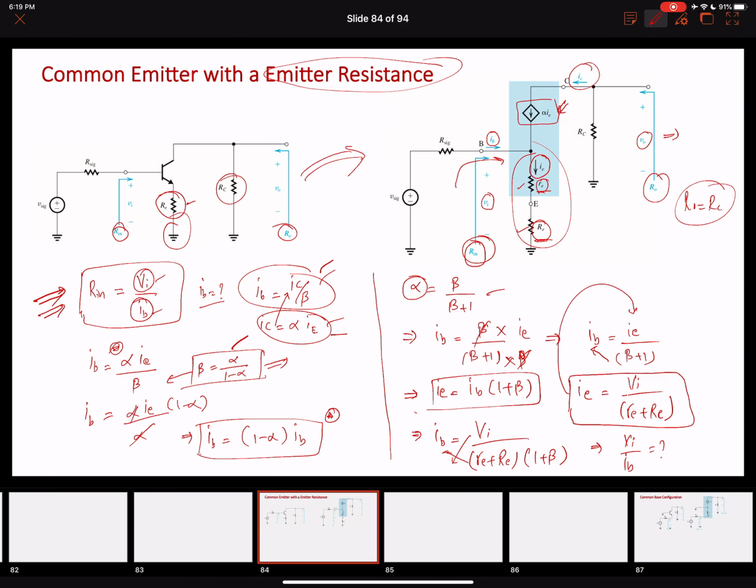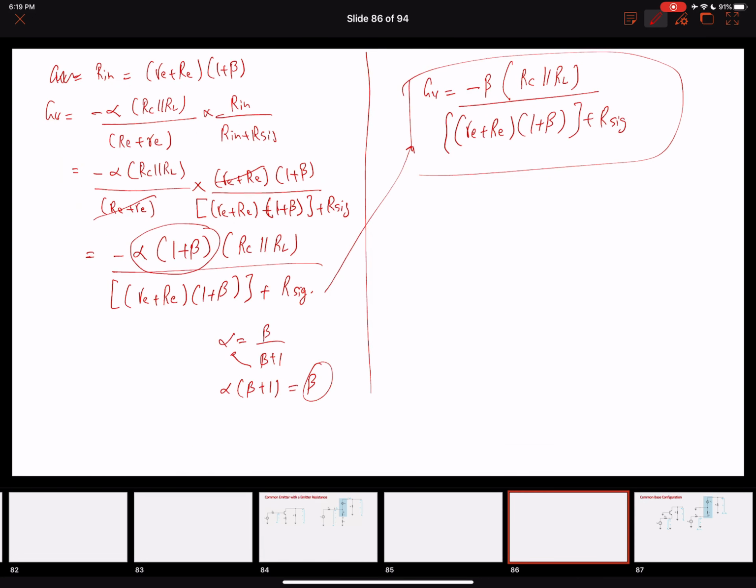Okay, great. So with that, this ends our lecture today. In the next lecture, we have a couple of configurations left. We are going to do a common base configuration, and then a common collector configuration, and we will do one more example in the next lecture, and that would be the last lecture for the semester.